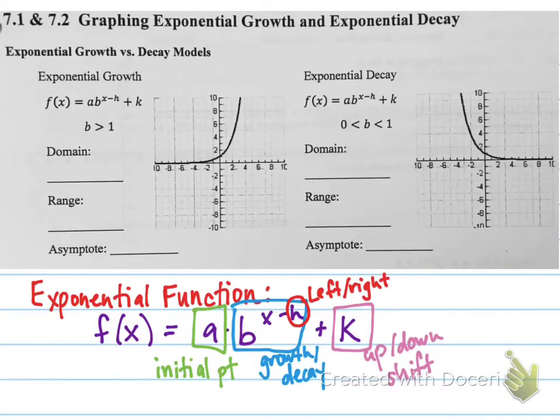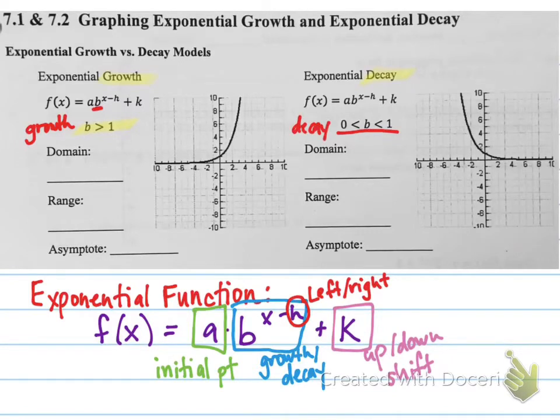So what you have to decide is whether something is a growth or a decay. Here we have both. A growth is when your b value is greater than 1. So I would say that it is an exponential growth if my b value is greater than 1. Whatever number is right here means that it's greater than 1. It is a decay if my b value is a fraction.